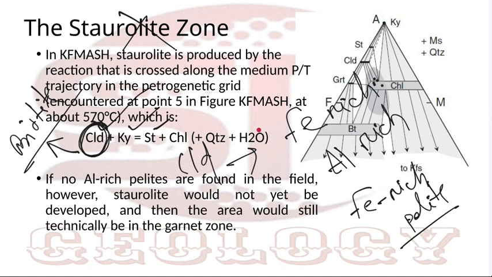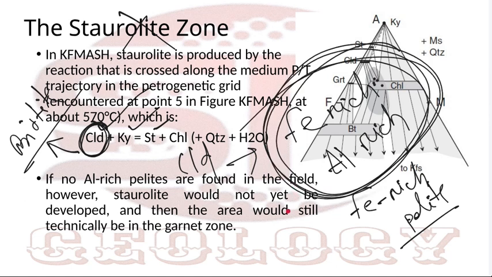If these two conditions are not satisfied, then the staurolite zone will not appear, and technically the reactions, or the metamorphism, or the area under metamorphism, is under the garnet zone only. Okay, it is under the garnet zone. Everyone getting it? To the next.